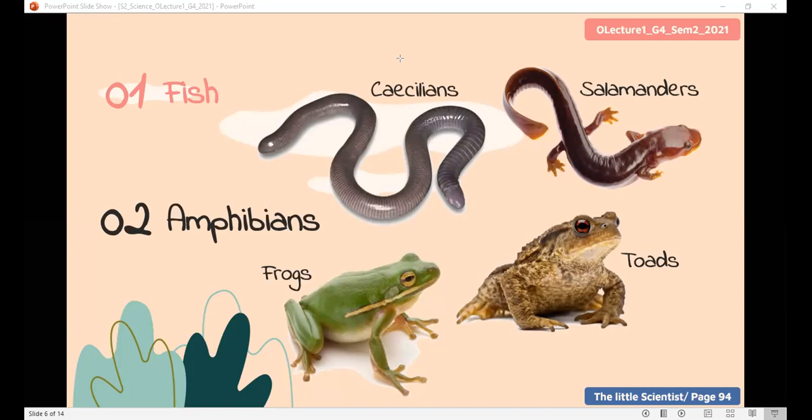Frogs, toads, Sicilians, and salamanders belong to the amphibians group. Sicilians look like worms. So why don't we consider them as worms? What is the difference between a Sicilian and a worm?